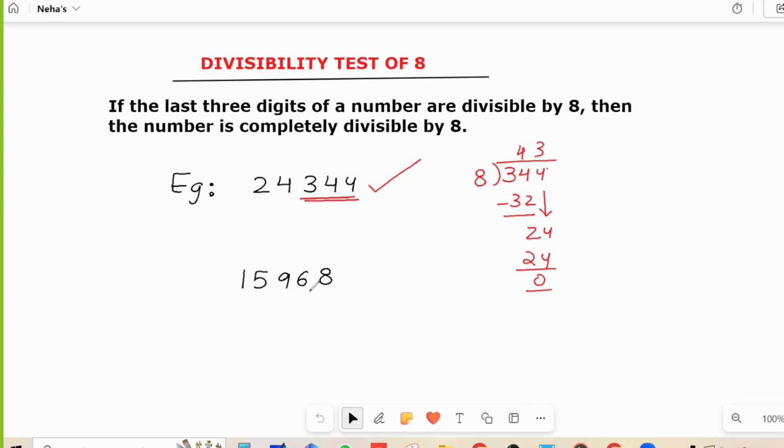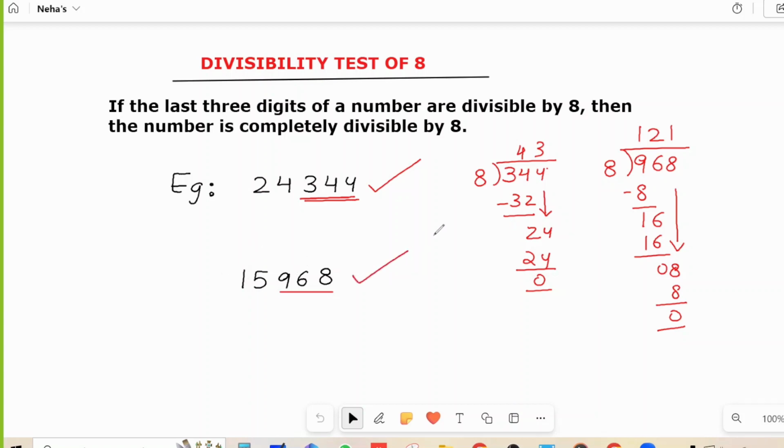We will again take the last 3 digits of the number, that is 968. We will divide these 3 digits by the number 8. So here again we can see the number 968 is completely divisible by 8, as we are not getting any remainder. So the whole number, that is 15,968, is divisible by 8.